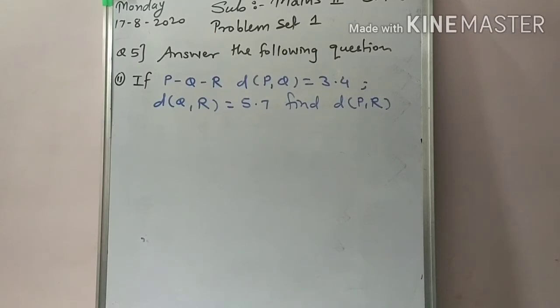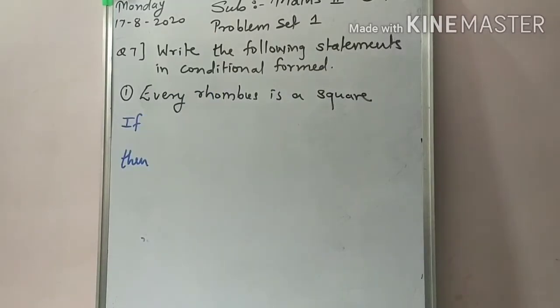Okay, now we have to solve the 7th one. Write the following statements in conditional form. Means that statement you have to write down in if then form. First statement is every rhombus is a square. Okay, so how do we write down that statement in its conditional form? Rhombus is what? Type of quadrilateral. Yes, so if the given quadrilateral is what? Rhombus, then what? It is a square.